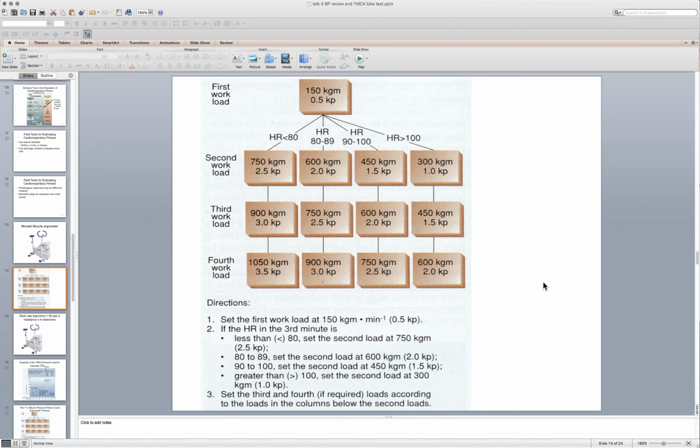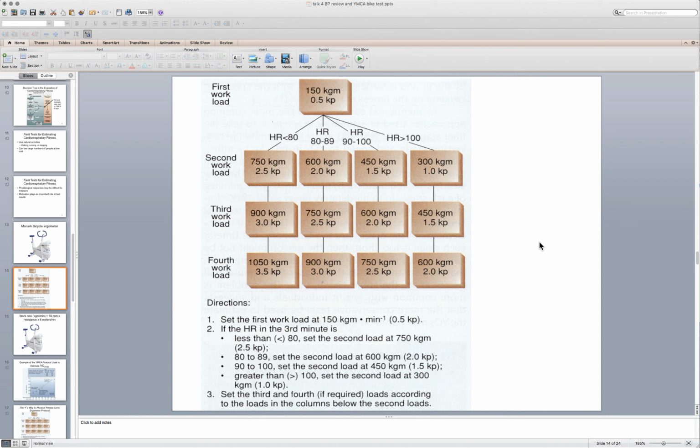We'll do this YMCA bike test up to the third or fourth stage. We're going to end the bike test when there are two successive stages, one after the other, where the steady state heart rates are greater than 110 and less than 85% of age predicted max heart rate. So this is not a max test. We're going to go to submax.